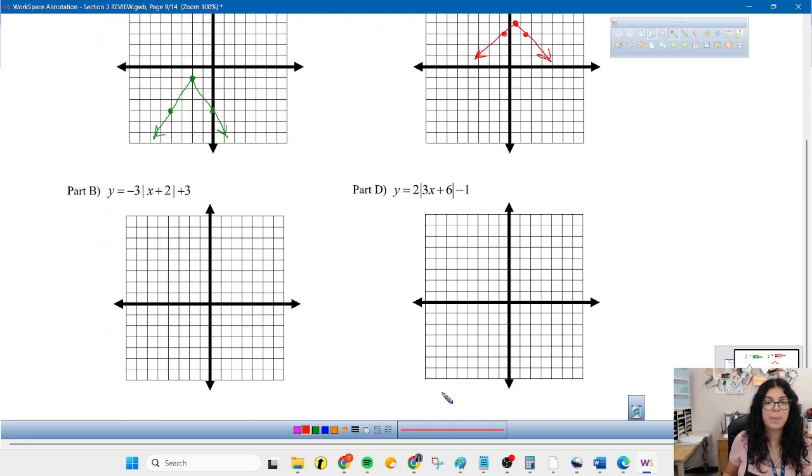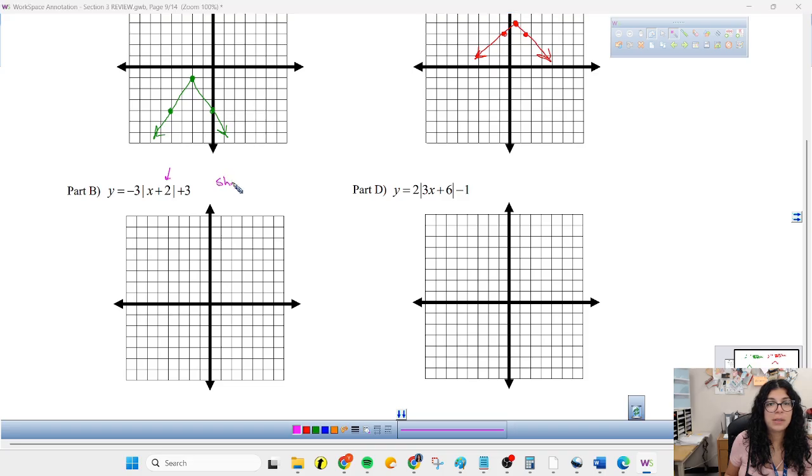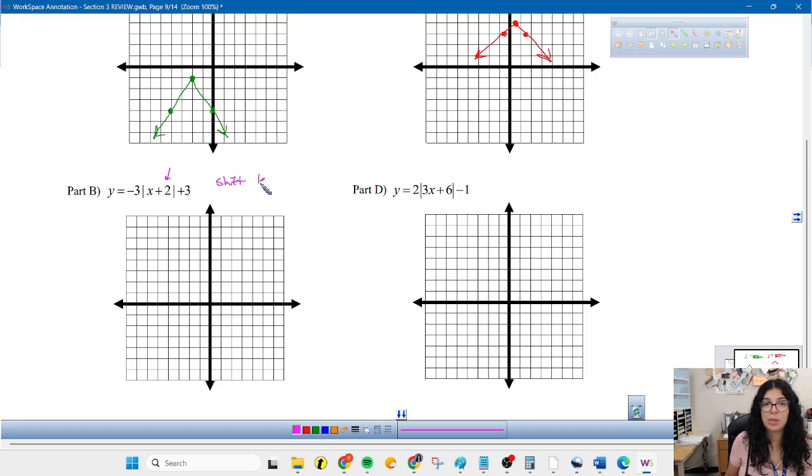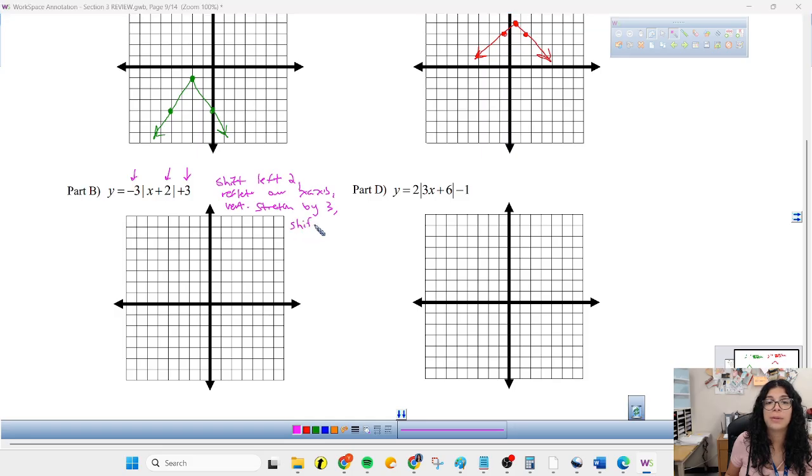All right, let's go ahead and do part B next. So we have here again on the inside a shift to the left 2. On the outside, we're multiplying by a negative, which again is going to be another reflection over the x-axis. And we're multiplying by 3, which will be a vertical stretch by 3. And we're adding 3, so this is going to be a vertical shift up 3.